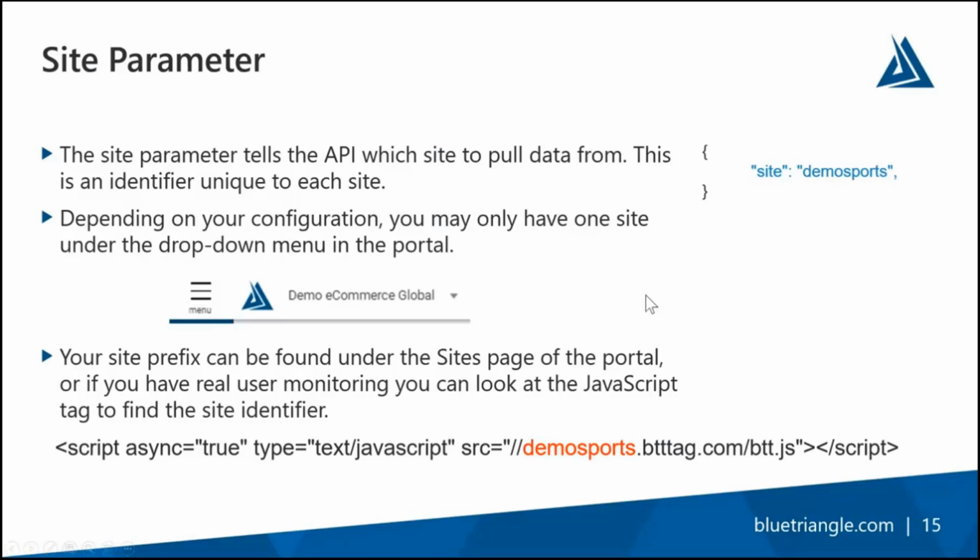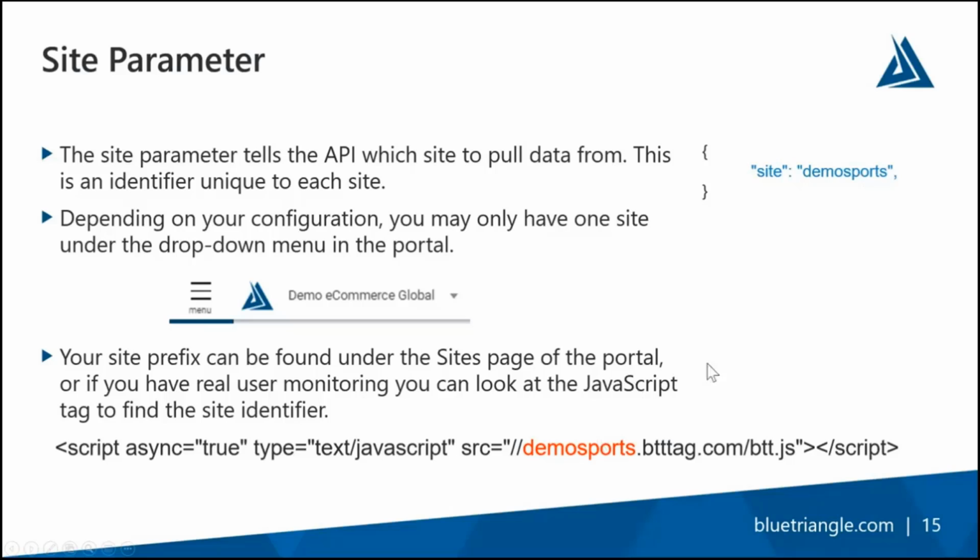So the site parameter tells the API which site to pull the data from. This is unique to each site. If you have multiple sites in your account, this will be different for each one. You can find this, we call it the site prefix, because it's the host name in the btt.js used to insert the RUM JavaScript tag onto your site. If you don't have that, you can also just find this in the sites page of the portal. If you don't have access to that, you can just reach out to us or the admin in your account, and they should be able to get that for you.